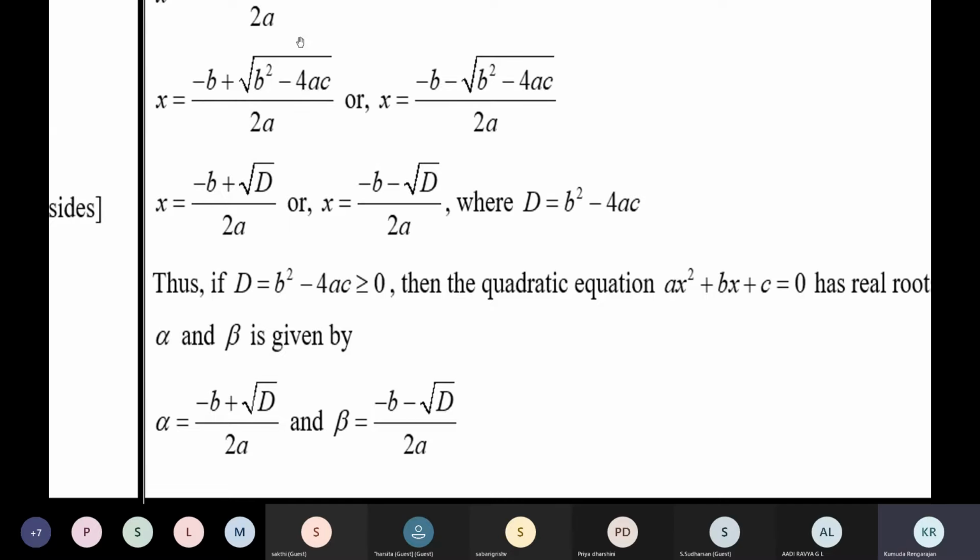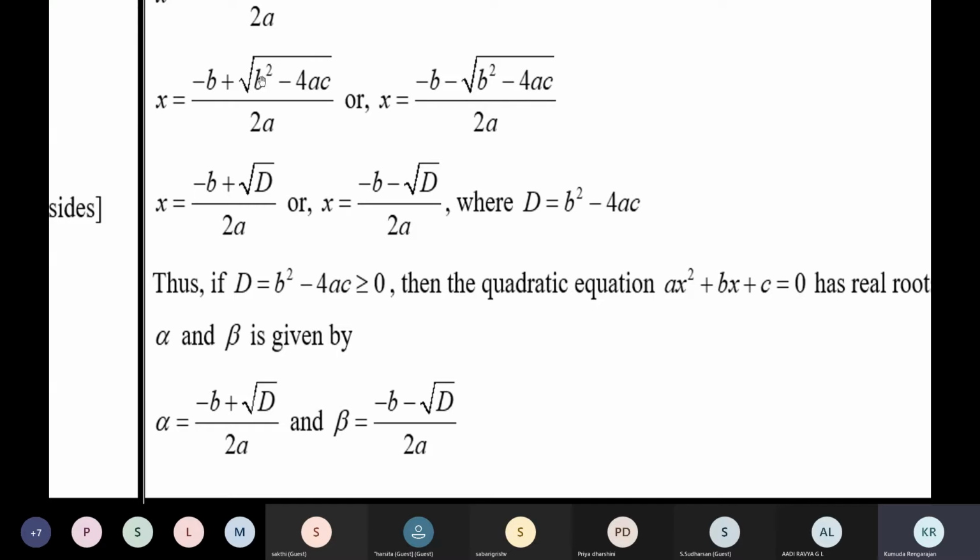It need not be a perfect square. If at all you have that feeling in your mind, take it away. B square minus 4ac need not be a perfect square. You need not get a 400 or a 9 or a 16 or a 25 or a 36 or a 64. No, nothing like that. B square minus 4ac can be any positive value. It can be 2, 3, 4, 5, 6, 100, 1000, whatever. It can be any number. It can be 0 or positive.